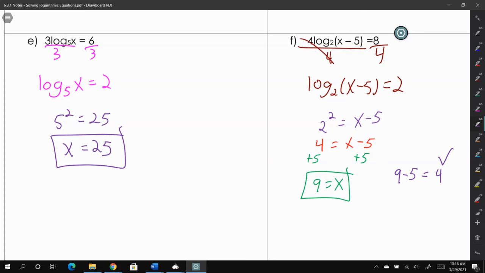So hopefully this wasn't too terrible. The steps were pretty rigid. Getting the log by itself first, like we did with these last two. We got the log by itself by dividing by 3 or dividing by 4, then converting from log to exponent form, and then solving it, and then making sure you plug in your answer to see that your answer makes sense.